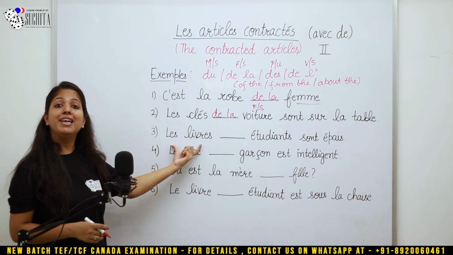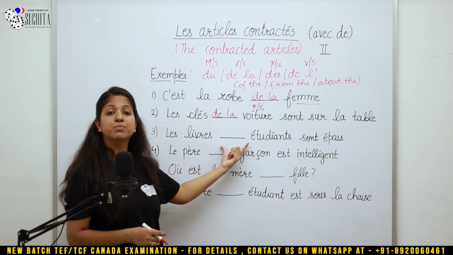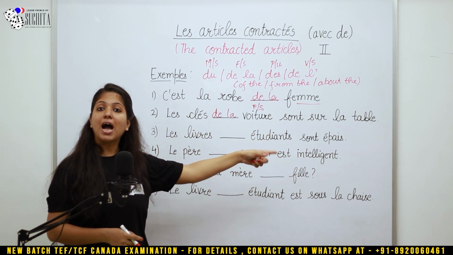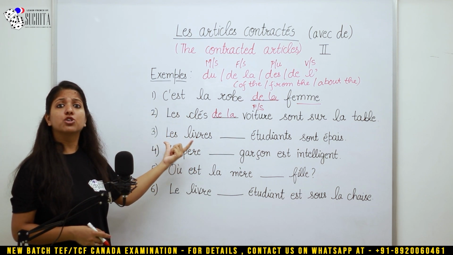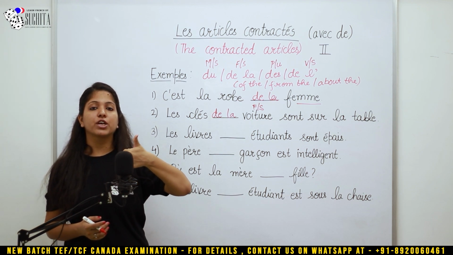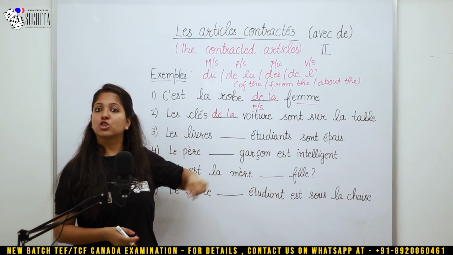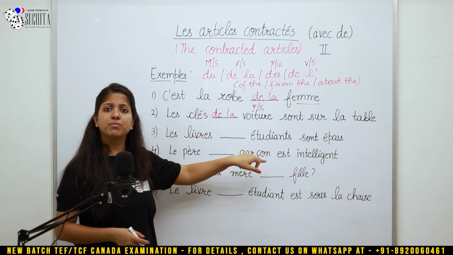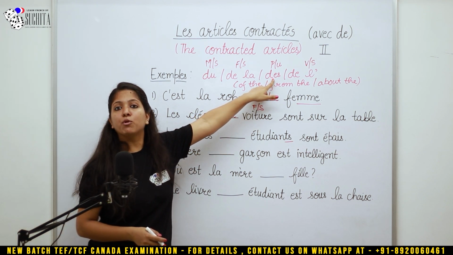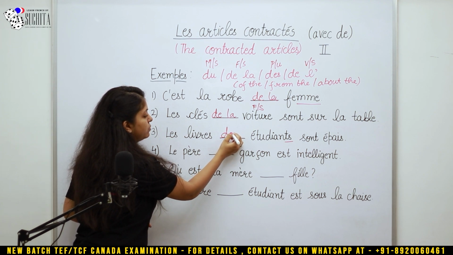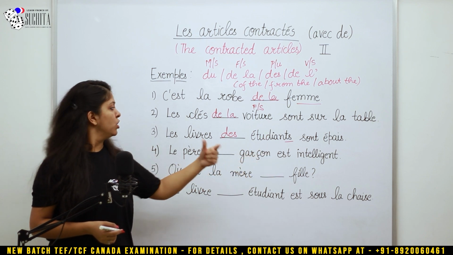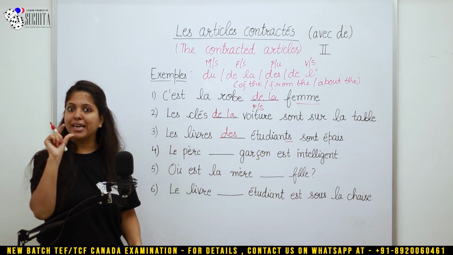Troisième exemple, les livres, which means the books, étudiants sont, which means the books, students are thick. So what will you say in English? The books of the students are thick. So the meaning is perfectly alright. Now you will look at the word which is next to the dash. Étudiant. Is it plural? Yes, of course. It is plural. So if it is plural, you are going to simply put des. Les livres des étudiants sont épais. The books of the students are thick.